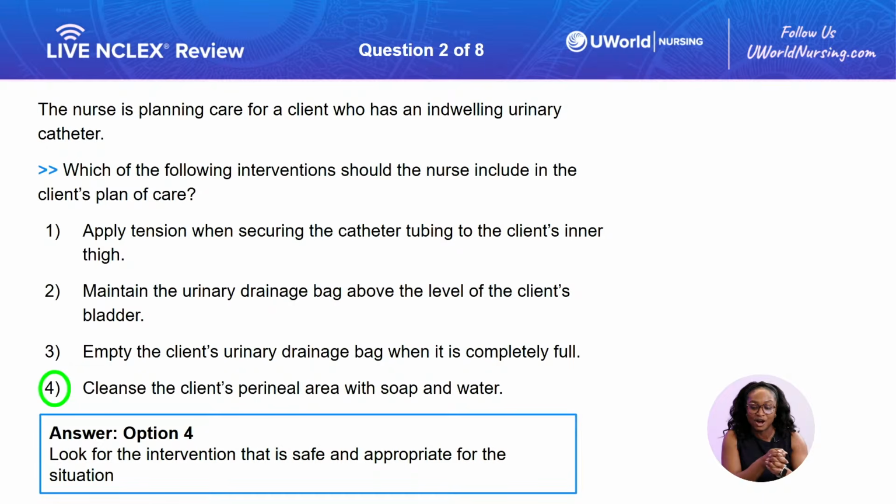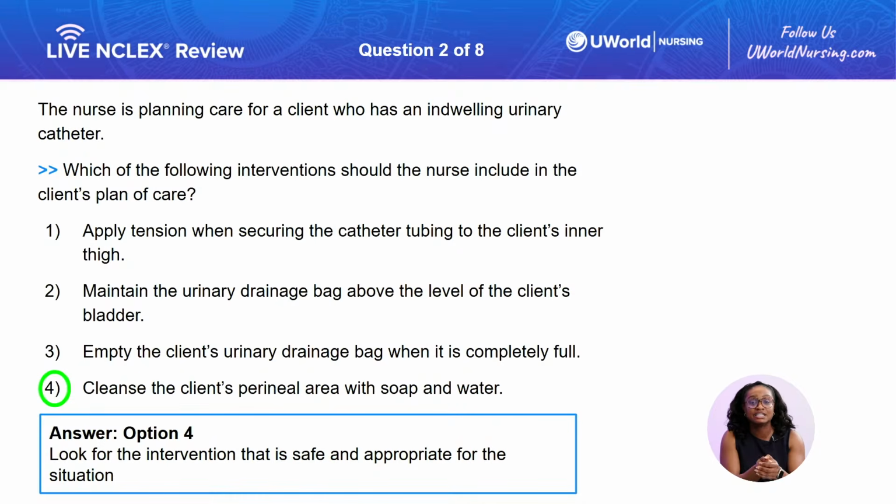So, going back to the question, the correct answer is option 4, cleanse the client's perineal area with soap and water. I know someone says, whoops, I forgot to read the question. Yes, read the question very, very carefully because we need to know if this is a positively worded question or negatively worded question. In this case, it is a positively worded question because we're looking for a statement that we should include in the client's plan of care, meaning 3 of those options are going to be wrong teaching points. Option 4 is the only correct teaching point, which is cleansing the client's perineal area with soap and water.